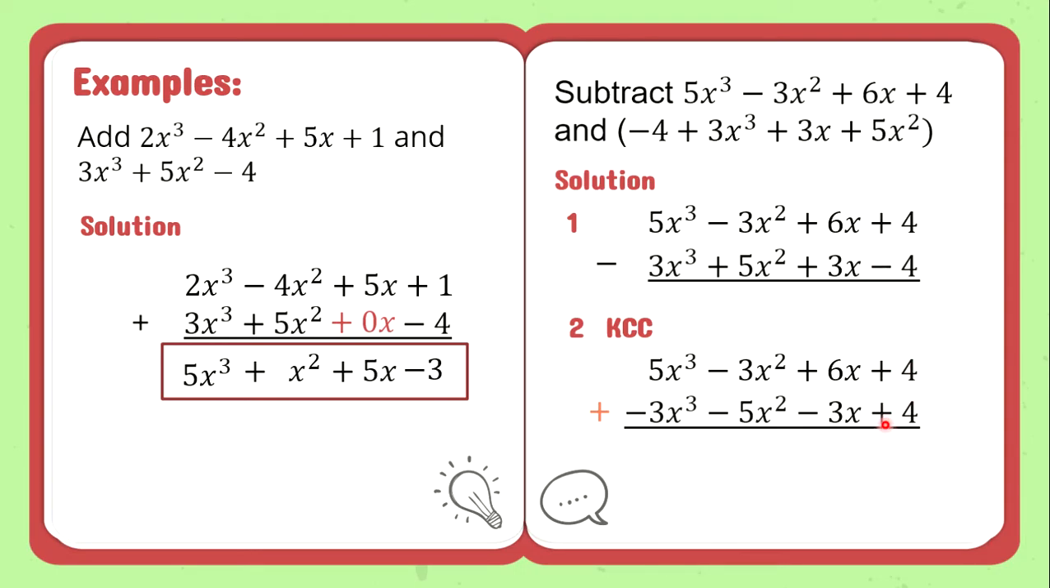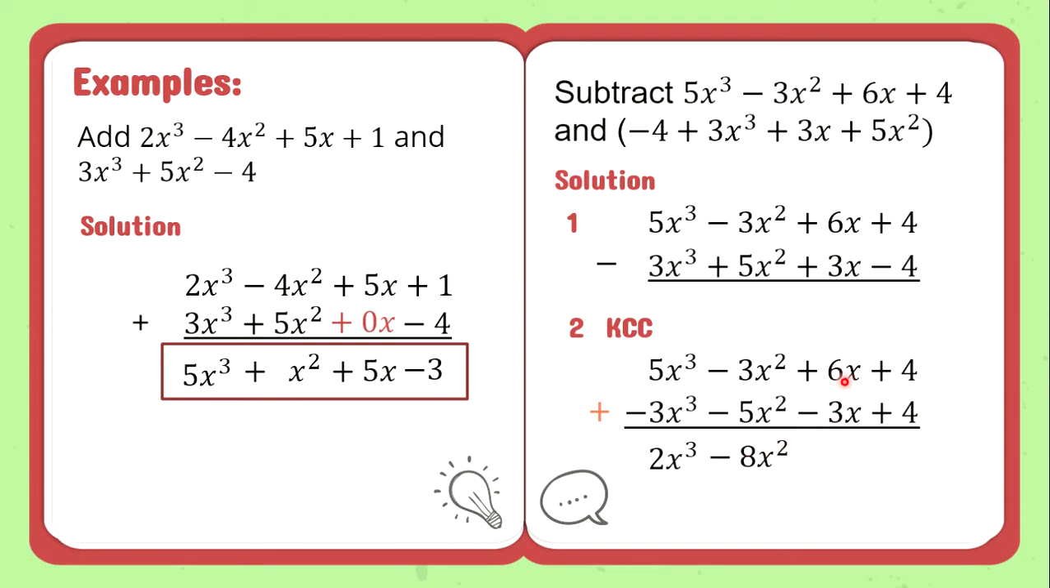And then follow how to add polynomials. So 5x cubed plus negative 3x cubed, that is 2x cubed. 5 plus negative 3, that is 2, and then copy this literal coefficient. Next we have negative 3x squared plus negative 5x squared, that should be negative 8x squared.